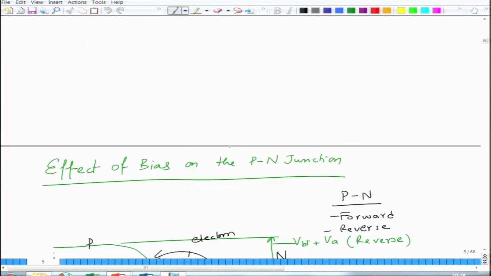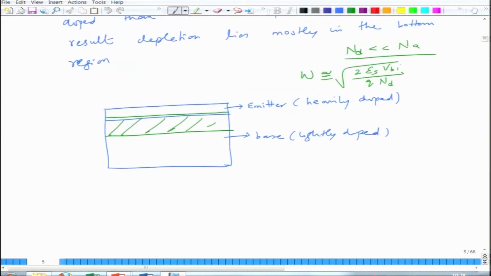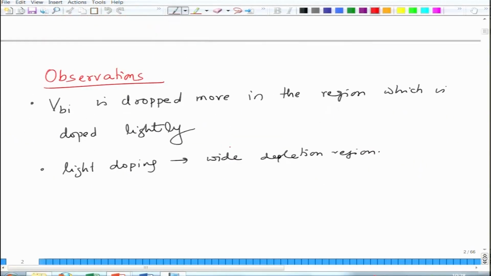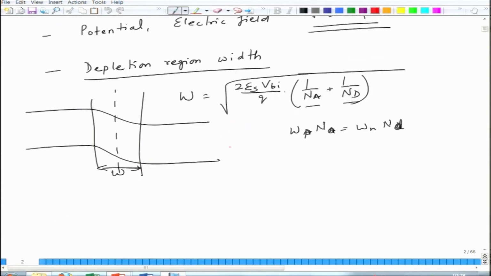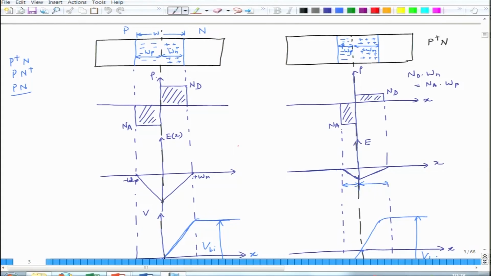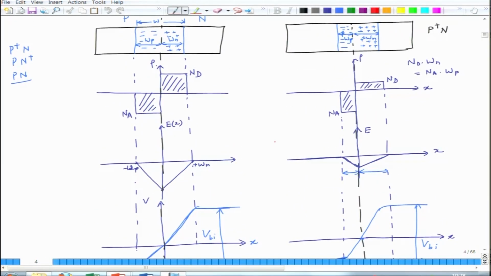In the last lecture we looked at the effect of bias on the PN junction, and we also looked at properties. We also looked at the various diagrams as to what happens to carrier density, electric field and potential as a function of distance when the PN junction is formed.